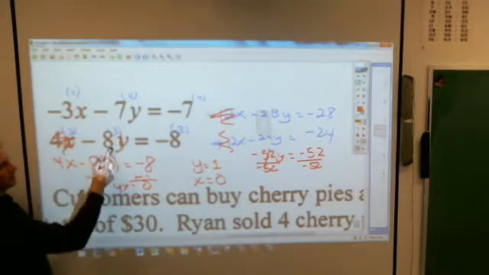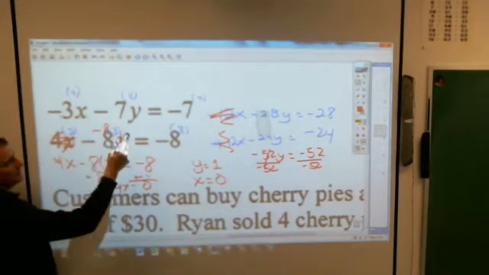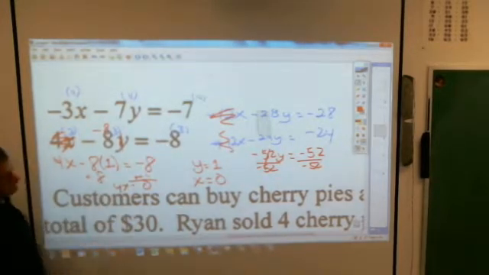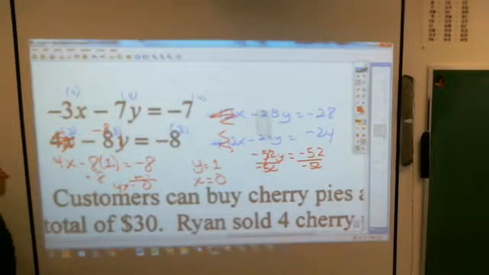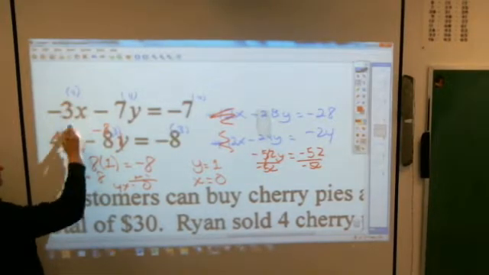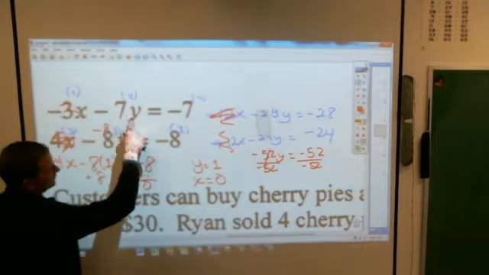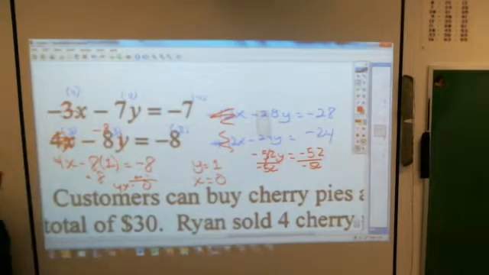This goes away. I have a negative 8 here. Does negative 8 equal negative 8? Yes. It works. And it has to work for both of them. 0 in for this. If I put a 1 in for y, 7 times 1, yeah, works.